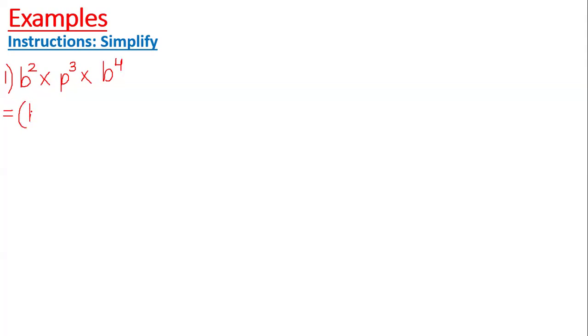letters. So it's gonna be B squared multiplied by what? B to the 4th. We group them together. And we multiply by what? Times P to the 3rd. Yes, P to the 3rd.